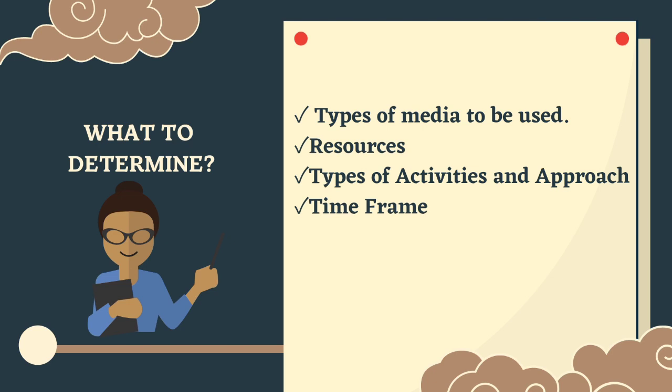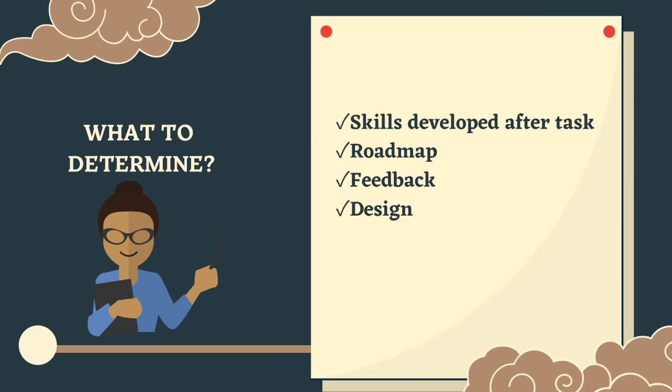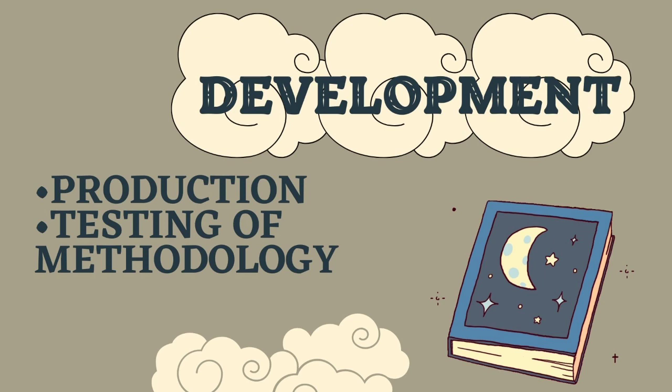Types of activities and approach. The time frame of the activities. How much time is to be assigned to each task? Skills to be developed. Do you have a way of determining that such skills have indeed been achieved by the students? The roadmap of the study or project will appear on paper. You have to have the feedback mechanisms you will use to determine if the participants are able to digest the lessons. Lastly, design. We have here the third phase, which is development.